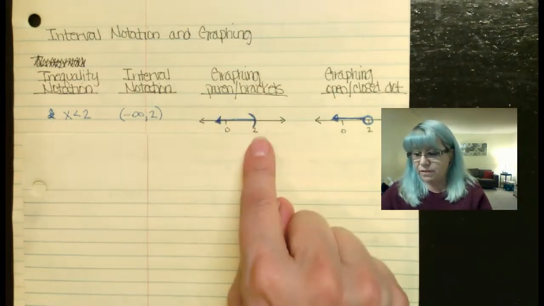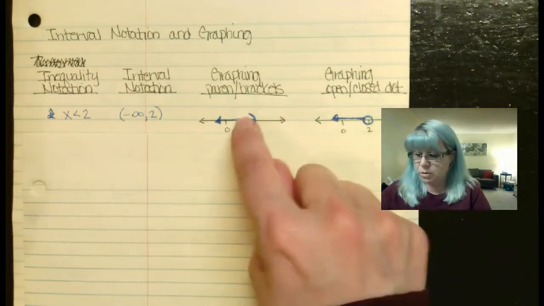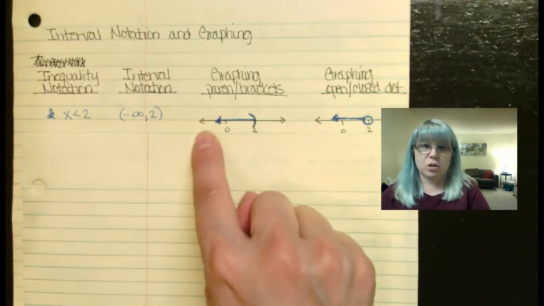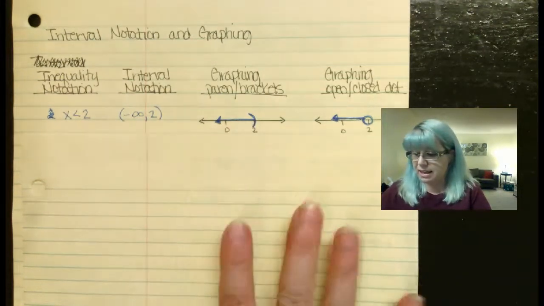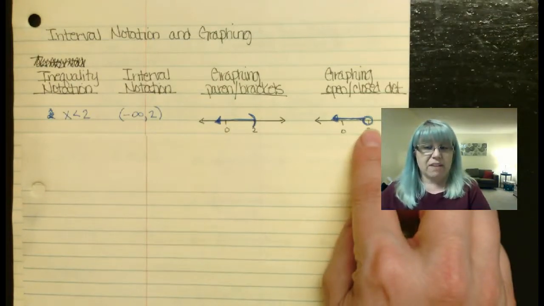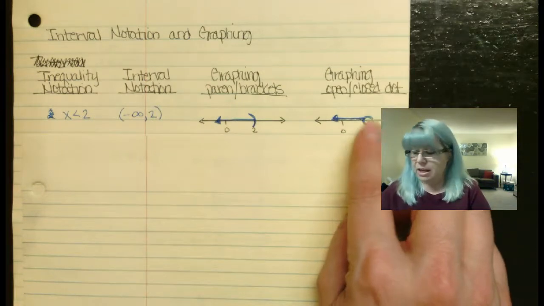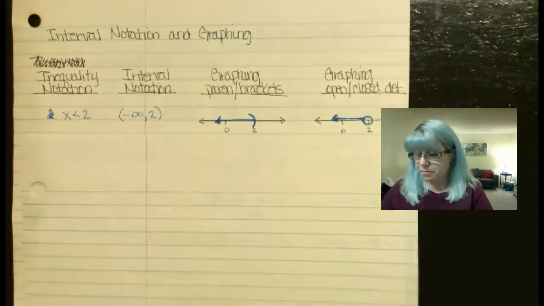And when we're graphing using parentheses or brackets, we're going to use the same type of notation. So it's a parenthesis on 2, and then pointing all the way to the left. So it includes everything less than 2. In dot notation, we would have an open dot on 2 because we're not including it, and then pointing everything to the left. Let's try another one.